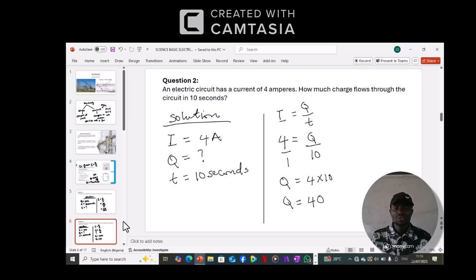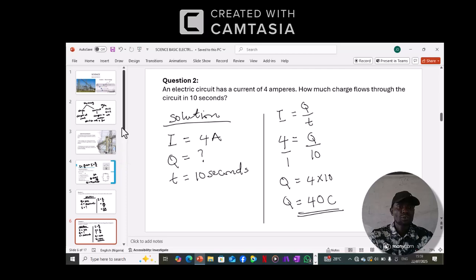The unit of electric charge is coulomb. 40 coulombs. So it means in that circuit, for you to have a current of 4 ampere in 10 seconds, 40 coulombs of electric charge must flow through the circuit in 10 seconds. Okay, let's have more questions.